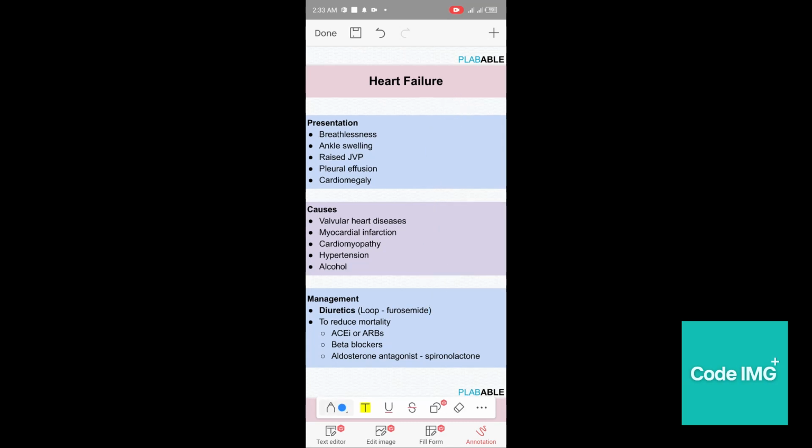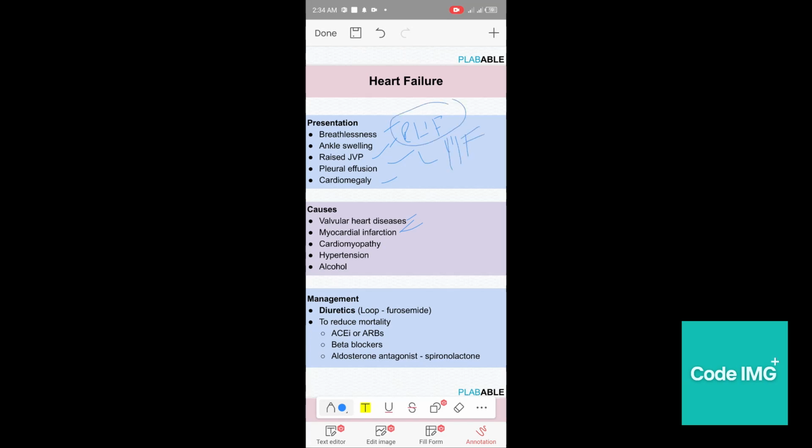Now comes the heart failure, congestive heart failure. Okay, so the patient will be coming to you with breathlessness, ankle swelling, raised JVP, pleural effusion, cardiomegaly. It could be because of ischemia, valvular diseases, cardiomyopathies, alcohol, hypertension. What is the management of congestive heart failure? The patient will be having the symptoms of right heart failure as well as left heart failure.